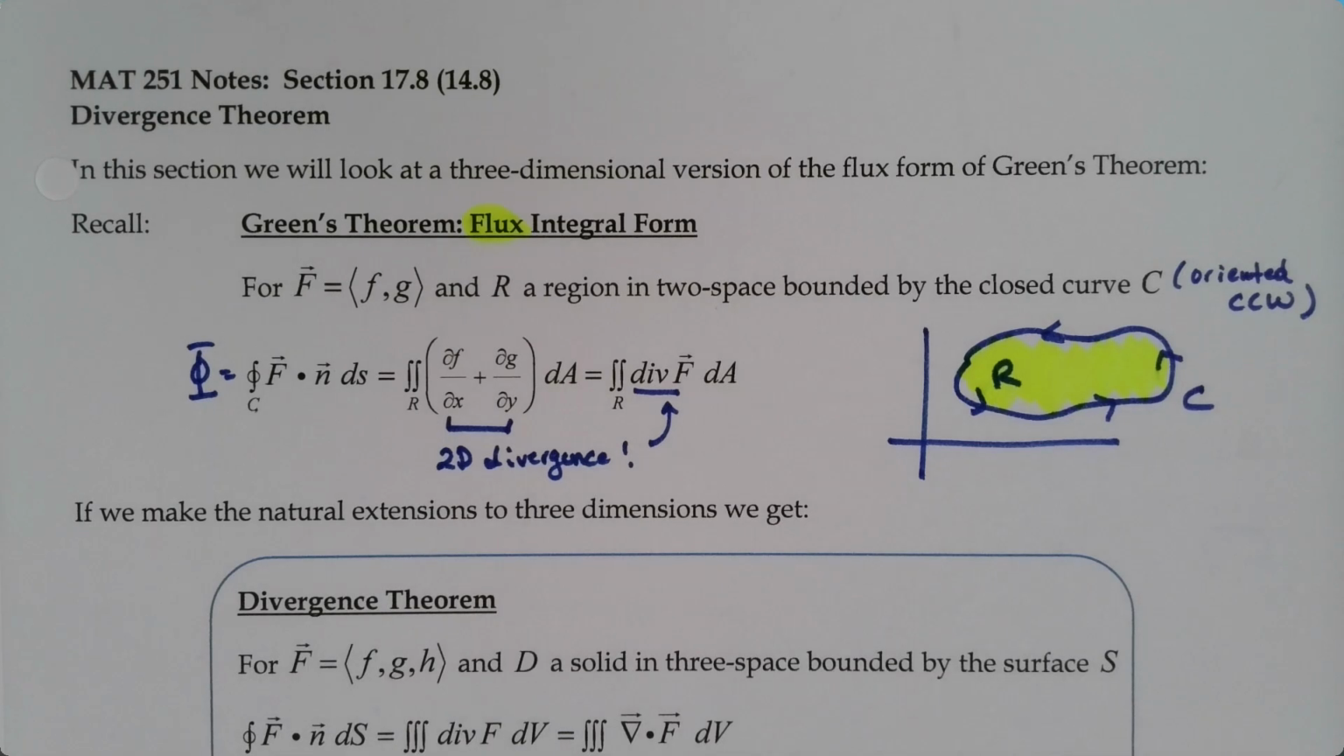In the previous section, we saw that Stokes' theorem was the three-dimensional analog of the circulation form for Green's theorem. Now we need a three-dimensional version for the flux form of Green's theorem.